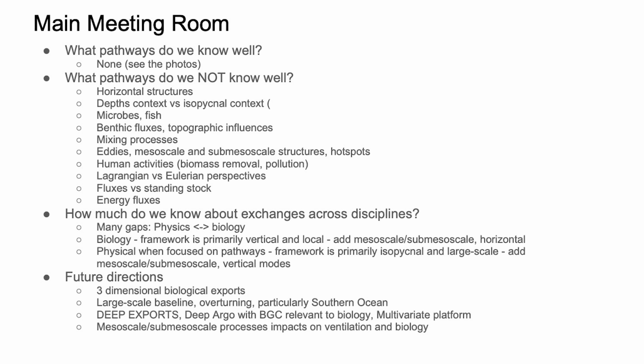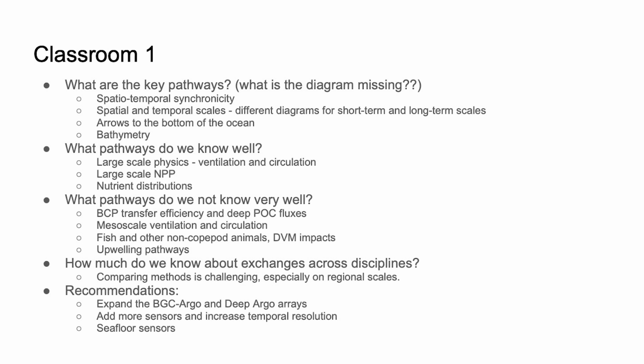Okay, so our group had a lot of really roundabout conversations. And here are some things that we put on the summary slide. We talked about many, so if anyone else from my group would like to chime in, please do. So some of the key pathways from the diagram that we thought were missing were, again, just like the first group, time and the different spatial scales. We thought it would be cool to have different diagrams for short-term processes versus long-term processes. We also thought that the arrow to the seafloor was missing, so we added that.